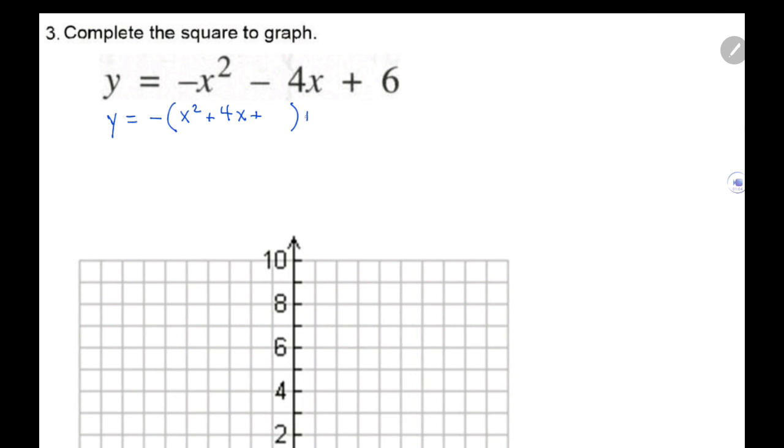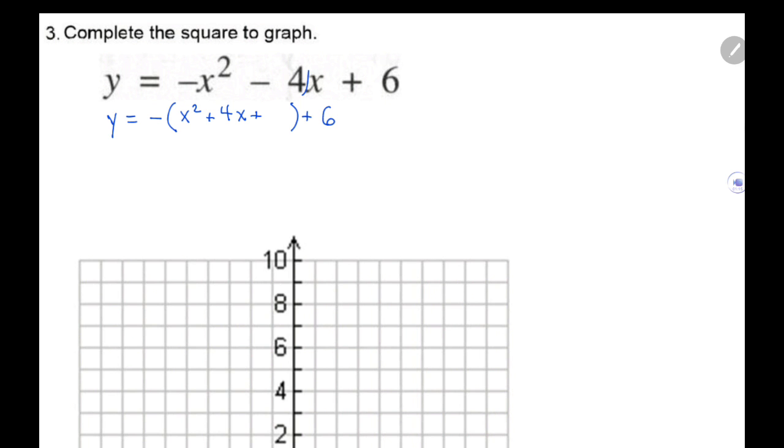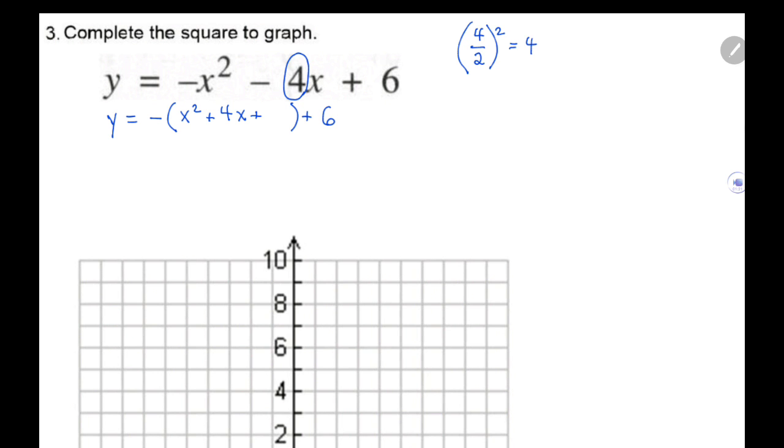But I haven't forgot about my 6. My 6 is unchanged. It's outside the parentheses. It doesn't have a negative waiting for it. It's positive. The only thing I need to do now is look at my middle term here. My middle term is 4. So I take my 4, and this is what I always do to the middle term. I divide it by 2, and I square the result. So 4 divided by 2 is 2. Squared, 2 squared is 4. So my perfect number is a 4.